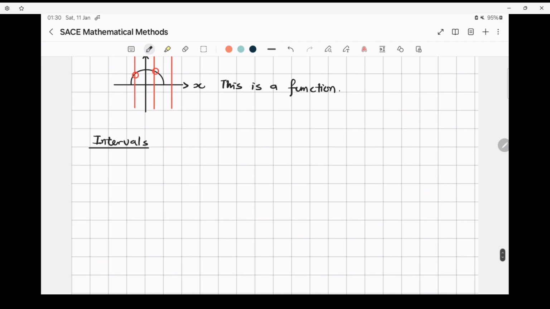So the idea of interval is quite simple. You just need to know how to write closed intervals and open intervals. So let's say you have a number line over here and you want to include the endpoints. Let's say this is 0, minus 1, minus 2, minus 3, 1, 2, 3. So let's say you want to include the endpoints.